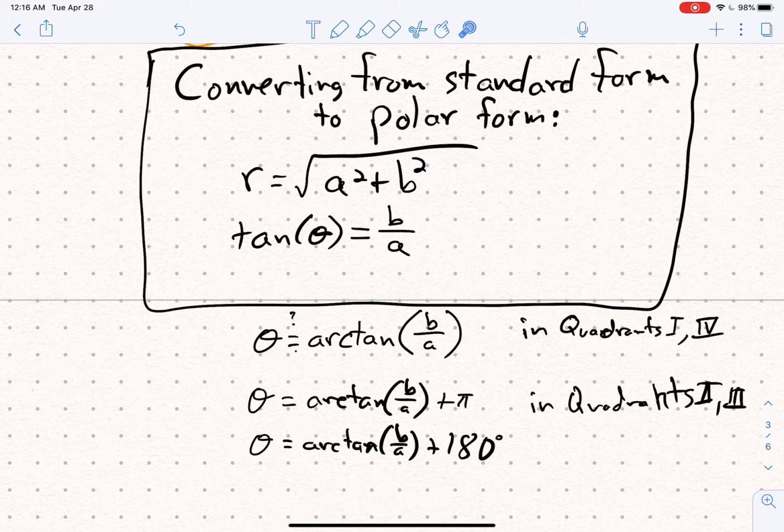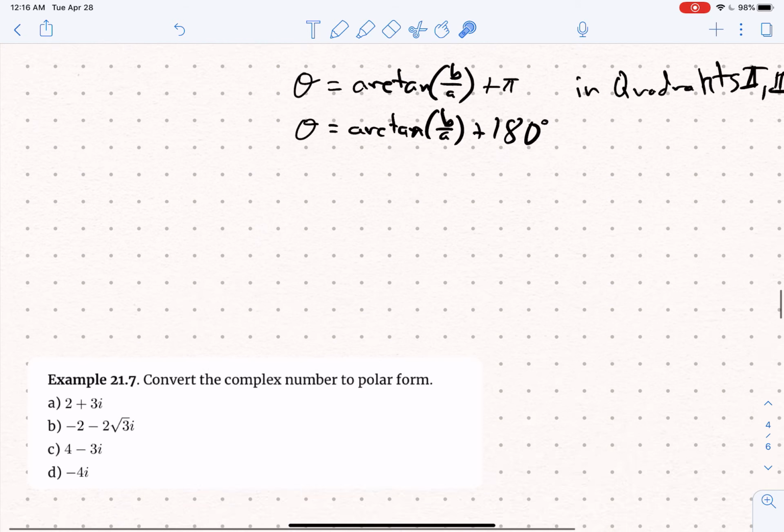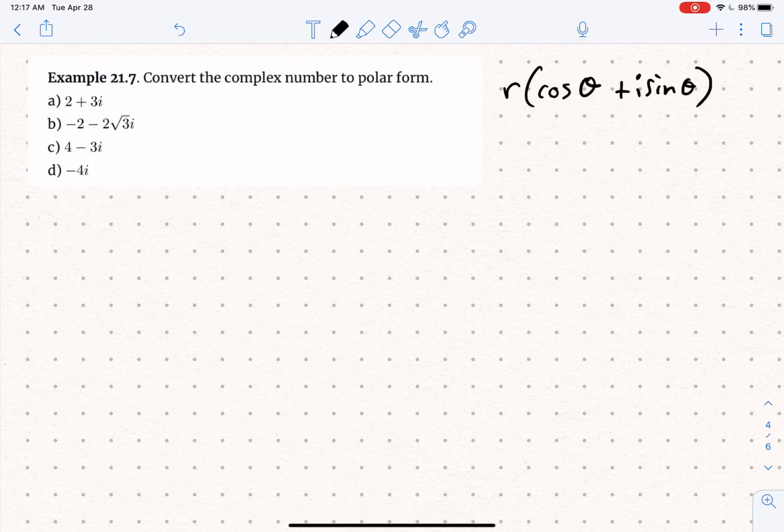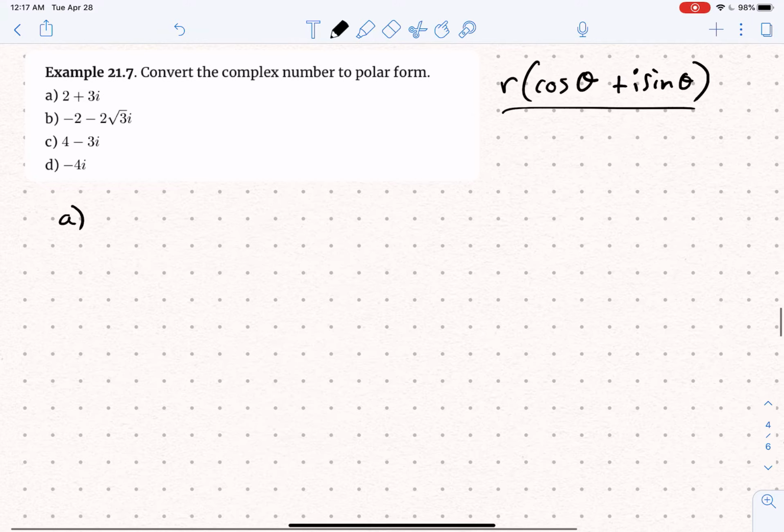Okay. Let's go ahead and do some examples. Convert the number to polar form. So we're given a number in the form a plus bi, and we would like to write it in polar form. Recall, the polar form is r times cosine theta plus i sine theta. That's what we would like. So let's take a look at part A: 2 plus 3i.